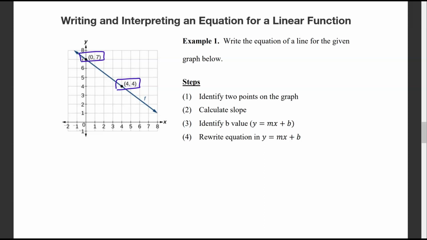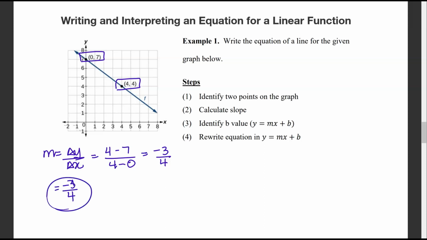So our slope, here we'd have 4 minus 7 all over 4 minus 0. So 4 minus 7 gives us negative 3. 4 minus 0 is 4. So we have a slope of negative 3/4.